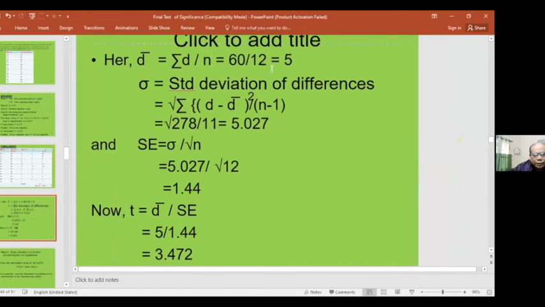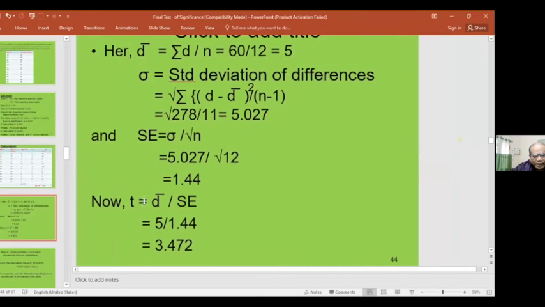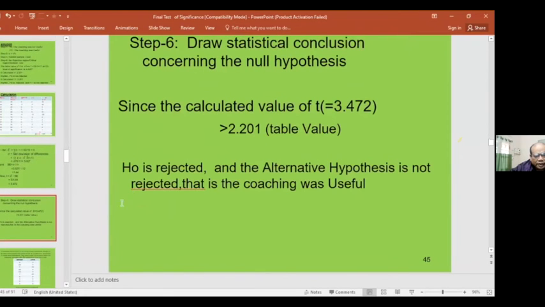So D bar, you know 5. D standard deviation, you know this. That you calculate. Then T is 3.471, and this is greater than your table value. So greater means the null hypothesis is rejected, and the alternate hypothesis is accepted. There is coaching. The coaching was useful.